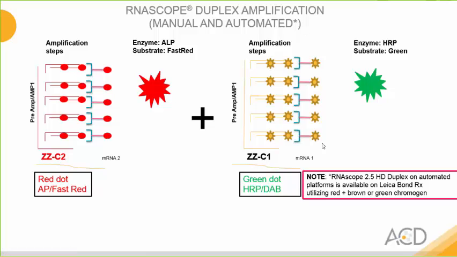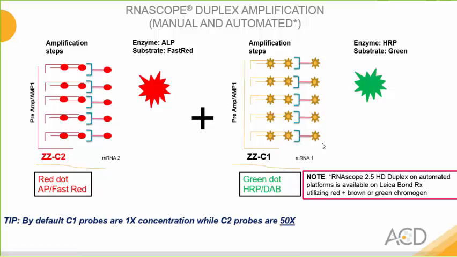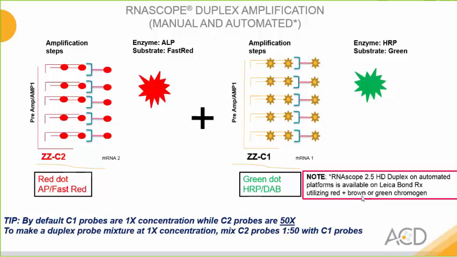Specifically for the duplex assay, the C1 probe is developed with a green chromogen and will always be green. And the C2 probe is developed with the fast red chromogen and will always be red. This assay, as mentioned, can also be run on the Leica BOND RX machine, and can be either red-brown or red-green.